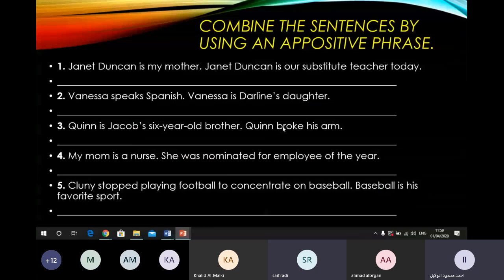Going to example B, we need to combine the sentences by using an appositive phrase. It's pretty easy. Number 1, for example: Janet Duncan is my mother. Janet Duncan is our substitute teacher today. Instead of the period, we will add a comma.